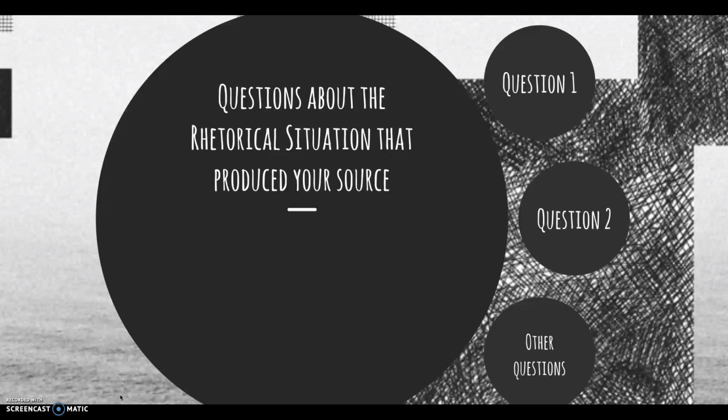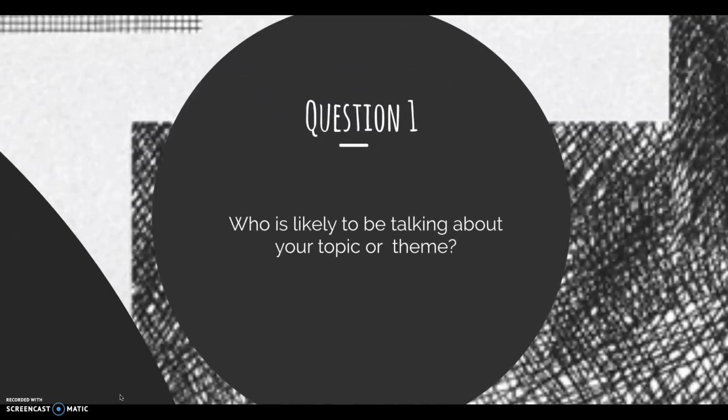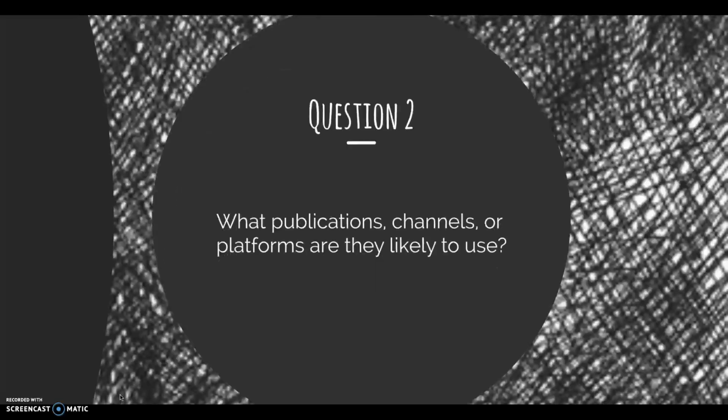Click on the title of a useful article or book, and you will find an individual item record that is likely to include a variety of keywords and subject terms as well as the article abstract. So, question 1. Who is likely to be talking about your topic or theme? That goes with your audience. Question 2. What publications, channels, or platforms are they likely to use?